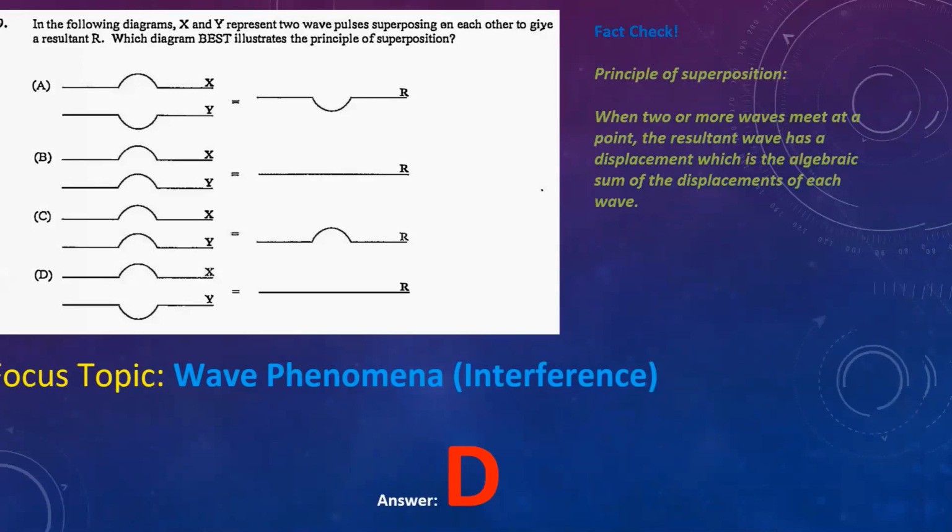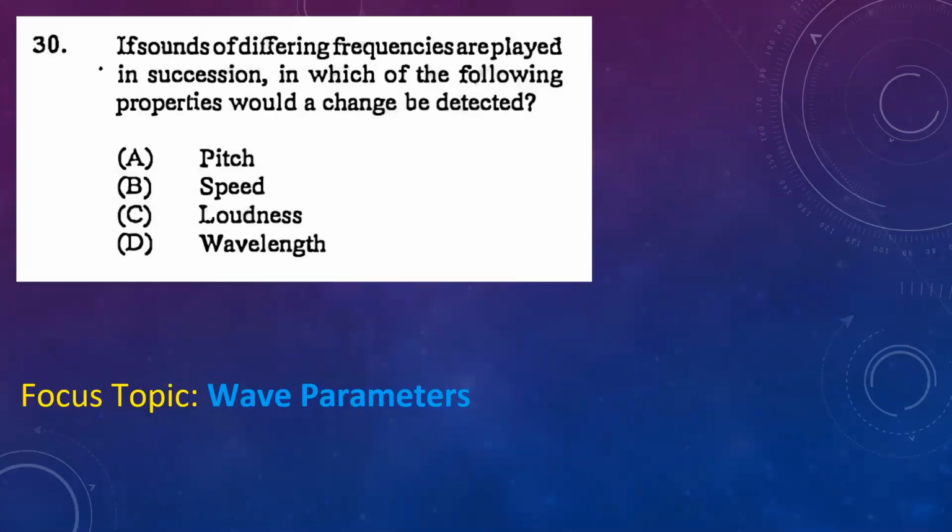Number 30. If sounds of different frequencies are played in succession, in which of the following properties would a change be detected? What do we know about frequencies and sound waves? The frequency of a sound wave determines the pitch. So what we detect as pitch is a function of the frequency, and therefore the pitch would be affected. So the answer is A.